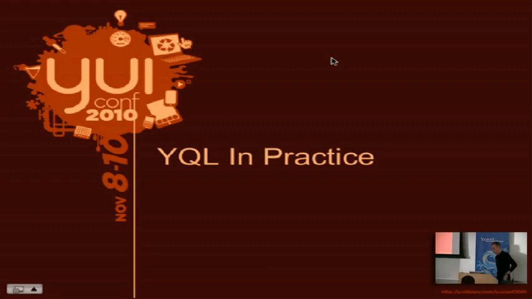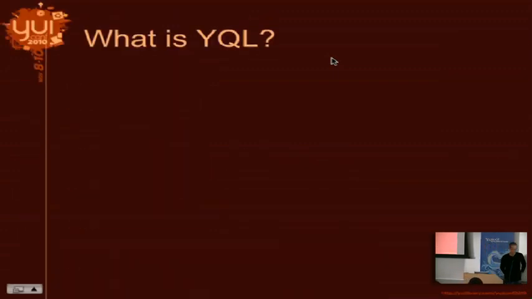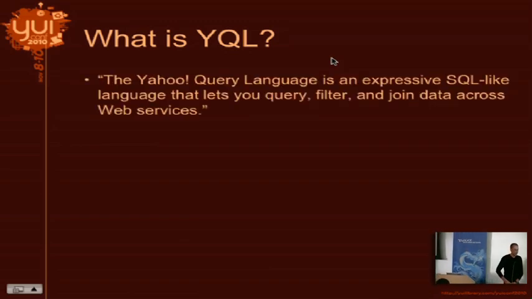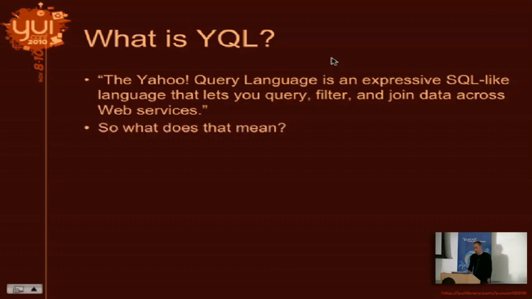So what I want to do for you guys, I cheated. I looked at all the other YQL presentations that are coming out, and every one of them has this question: what is YQL? And I'm going to answer this in my words. First, the encyclopedia-like definition of YQL: it's an expressive language that lets you query, filter, and join data across web services. Well, okay, that's good. What's that mean?